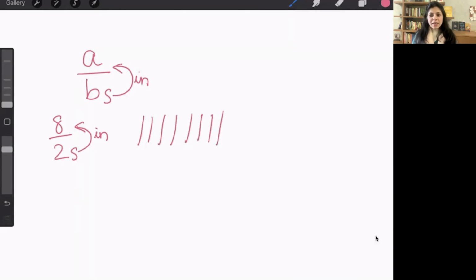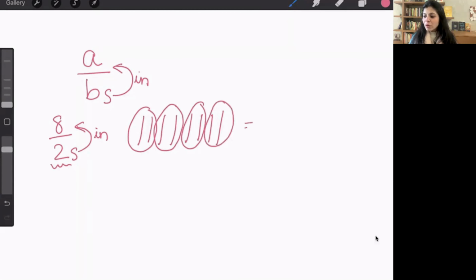I have 8 sticks before me, and I need to find out how many groups are there. And in each group, I have a 2. So how many 2's in 8? So basically, I have 4 2's in 8. So that is 8 by 2 is 4.